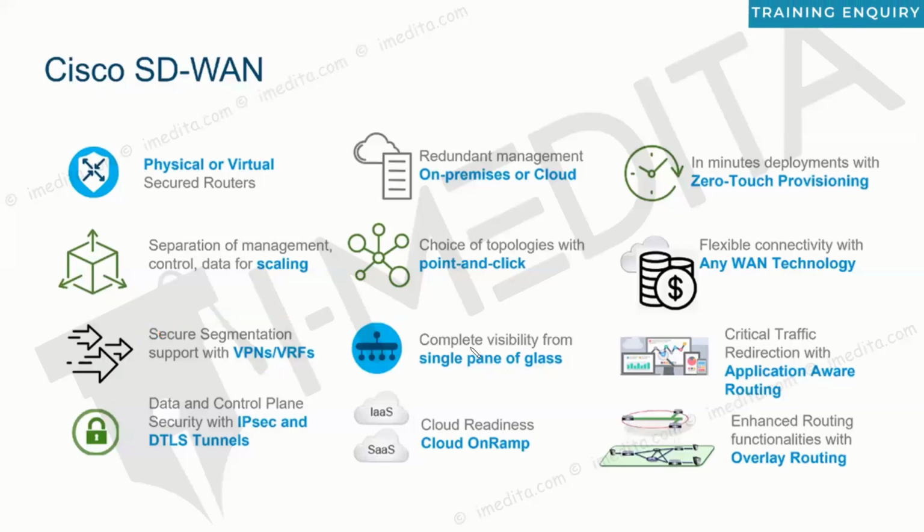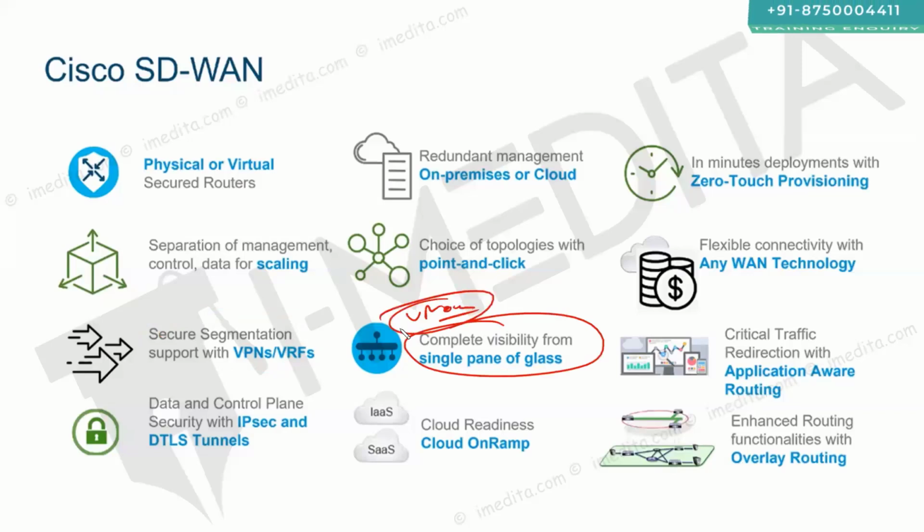So then we have got single pane of glass. This is vManage actually, or SD-WAN Manager, right? You get GUI access to this vManage. Then you have complete visibility of your network from this device. So when I say complete visibility, not only do you do monitoring from there, but you also do everything, right?